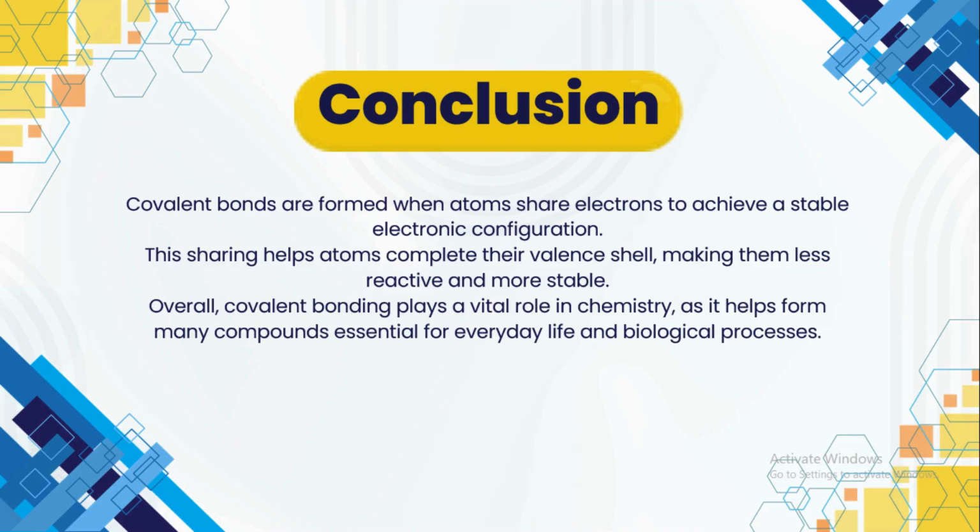As concluding remarks, covalent bonds are formed when atoms share electrons to achieve a stable electronic configuration. This sharing helps atoms to complete their valence shell, making them less reactive and more stable. Overall, covalent bonds play a vital role in chemistry as they help form many compounds essential for everyday life and biological processes.